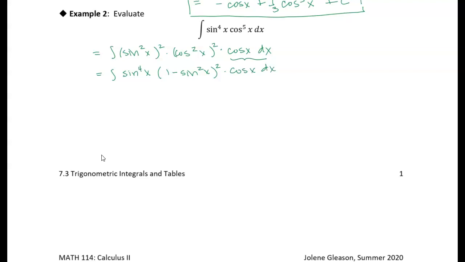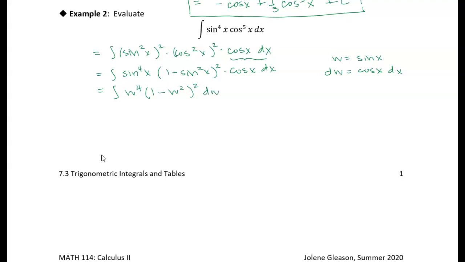Okay, so now I can do a substitution with w equals sine of x, right? And then my dw becomes cosine of x dx, right? Which is what I have here, so that's good. So now sine of x becomes w, and so I have the integral of w to the fourth times 1 minus w squared, and that whole thing squared, right? Because it's actually cosine squared, or cosine to the fourth, right? Originally. And then I have dw.